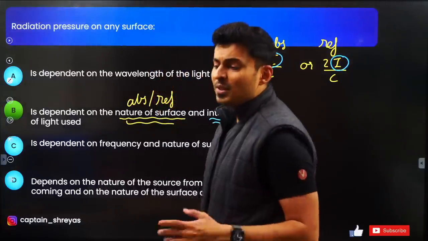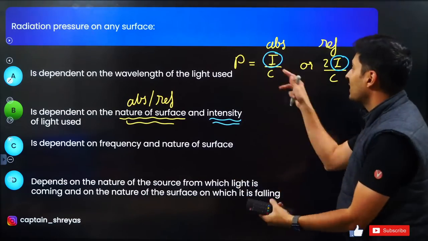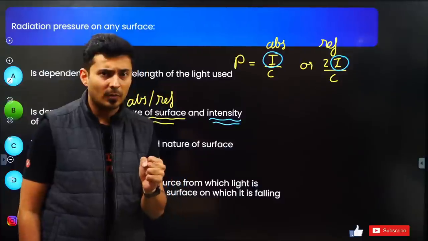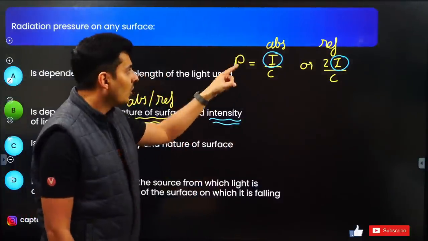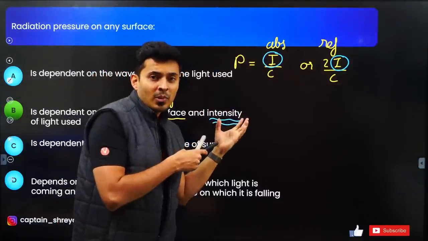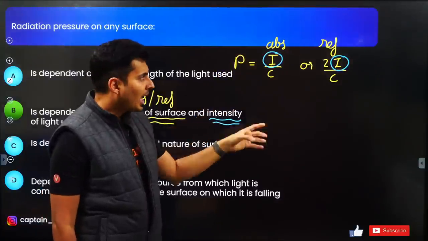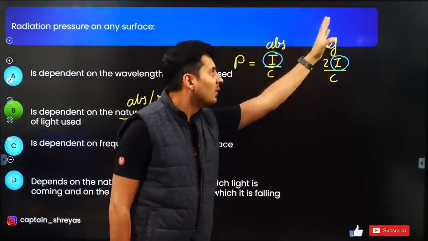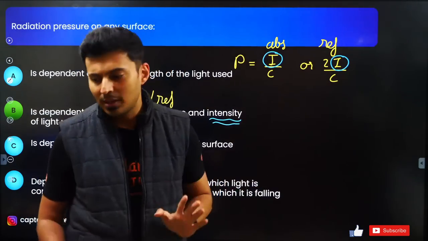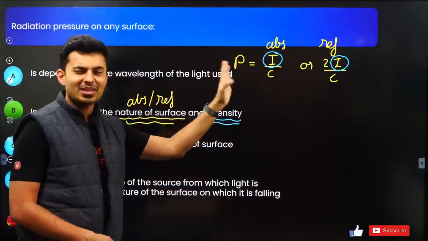Okay, what if the surface is partially absorbing? Then only that much part of the intensity will be considered. Let's say out of that intensity, half the intensity is getting absorbed, half is getting reflected. So in this formula, you will use half the intensity for the contribution of the pressure due to the absorbing formula, and the remaining half you will use for the reflecting formula, and you will add both of them. We'll take them separately, we'll take individual contributions, that's it.